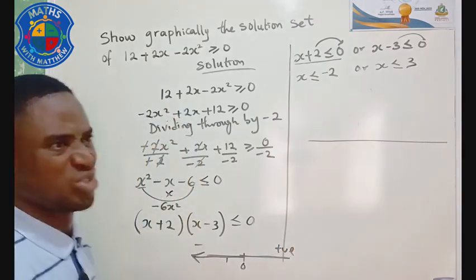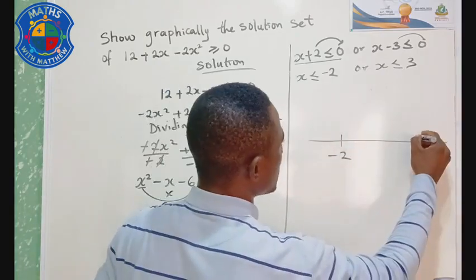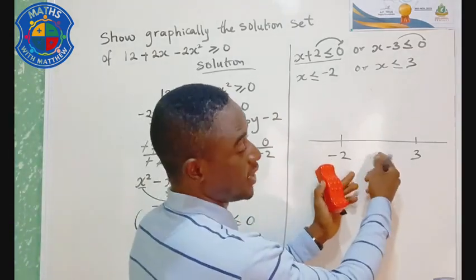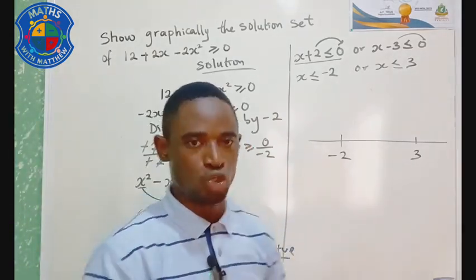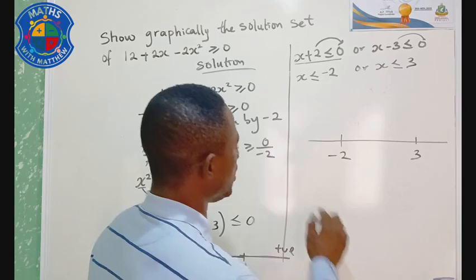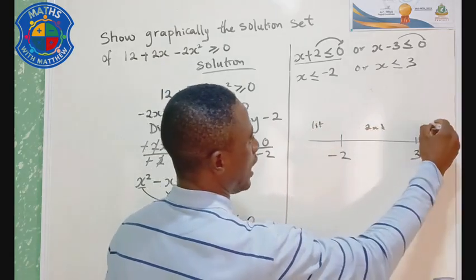So if I want to do this, you don't need to stress yourself. I can say minus 2 here, then to this other side, we have 3. In between them is where our 0 and the likes is. Now, how do we do the test? We do the test in 3 places, or in 3 ways. We do it here, first, second, and third.